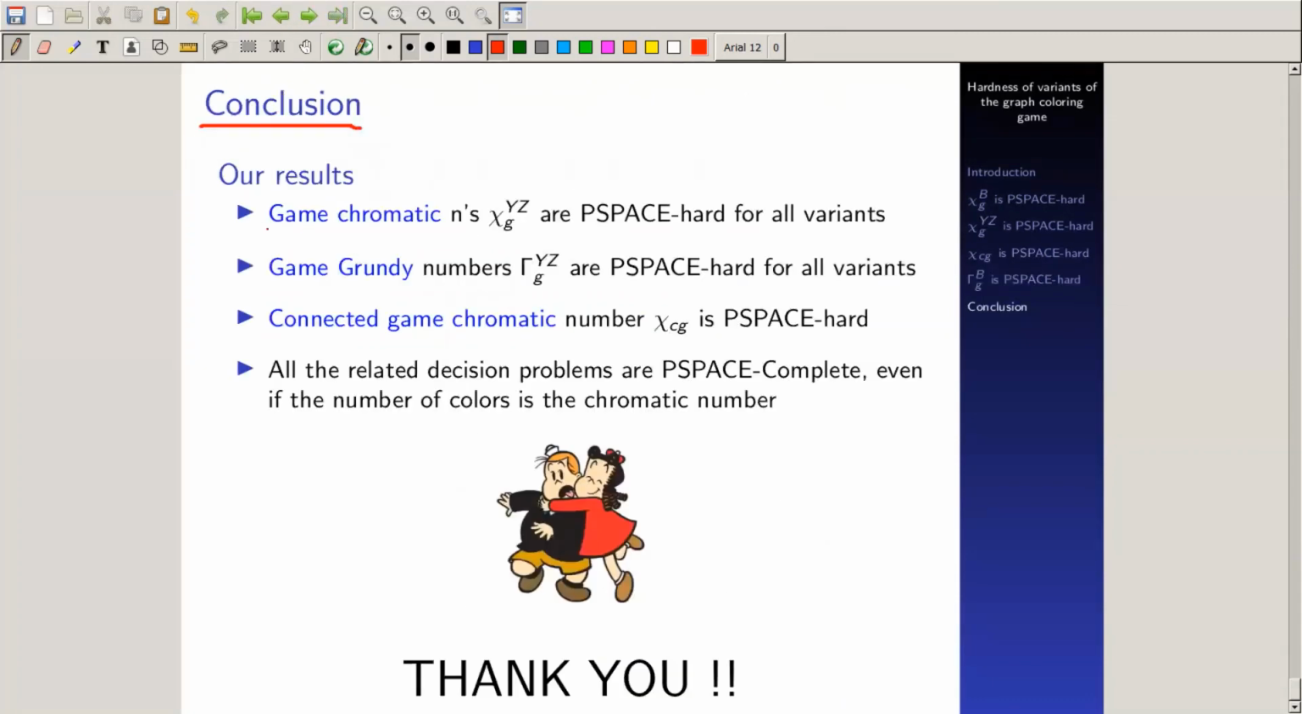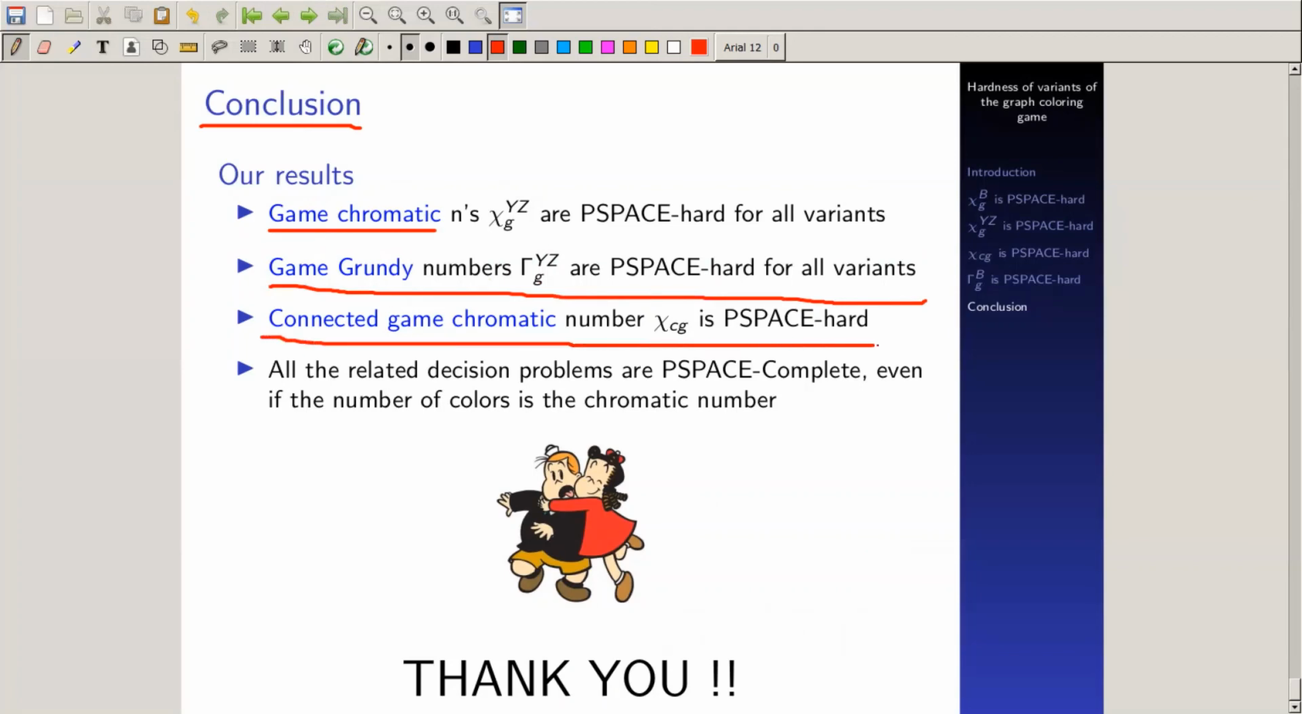Okay, finally, our results. Again, we prove that game chromatic numbers are PSPACE-hard for all variants yz. Game Grundy numbers are PSPACE-hard for all variants yz. Y starts the game, z may pass turns. The connected game chromatic number is PSPACE-hard. Alice starts the game, no one may pass turns. Moreover, all the related decision problems are PSPACE-complete, even if the number of colors is the chromatic number. That is, thank you very much.